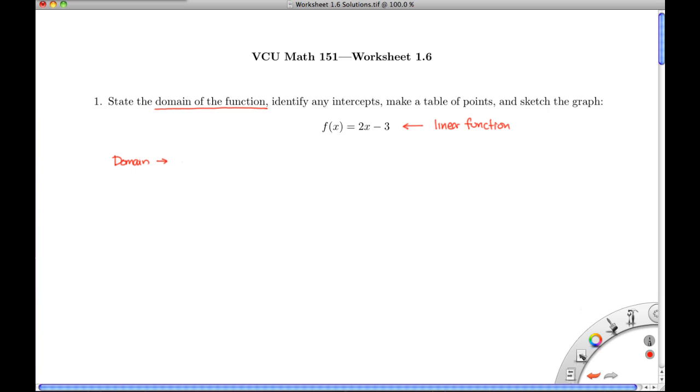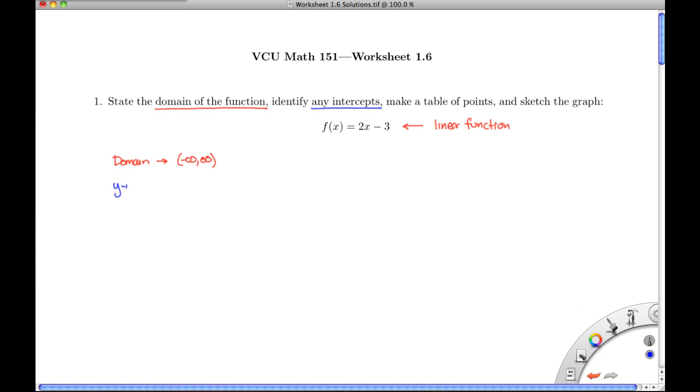The domain for f, since it's linear, will be the interval from negative infinity to positive infinity. And if you looked at the graph, either on your calculator or what we put together next, that would make plenty of sense. Okay, so next let's go ahead and identify these intercepts. Let's start with the y-intercept.